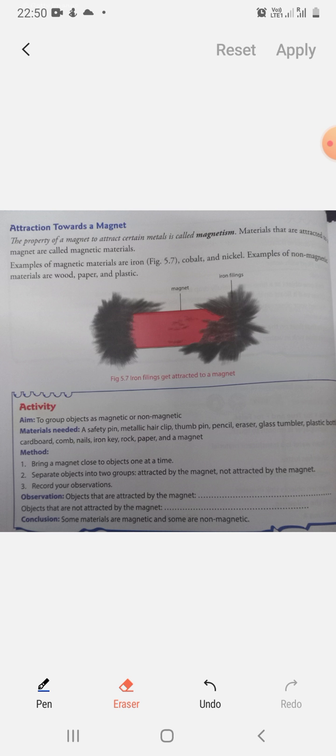And the conclusion is that some materials are magnetic and some are non-magnetic. Let's just find out which material is magnetic or non-magnetic.